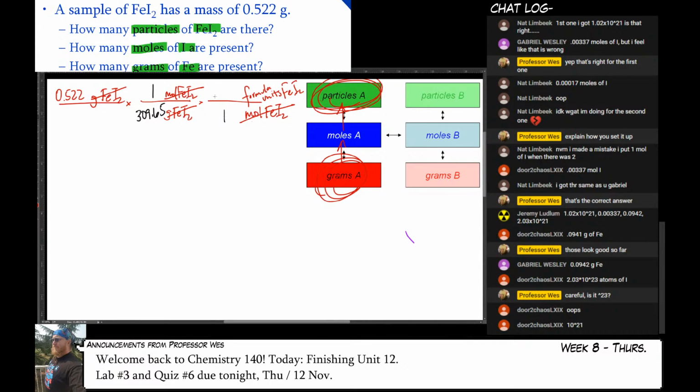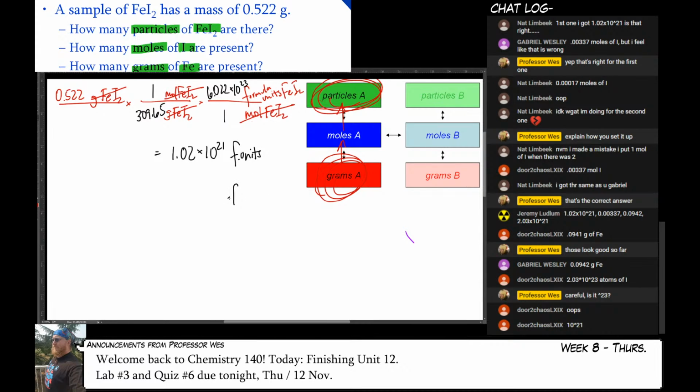What else we got? This is Avogadro's number. Forgot my decimal point there. There you go. And the number that was in the chat is correct, so I'm going to skip typing it in my calculator again. 1.02 times 10 to the 21 formula units.